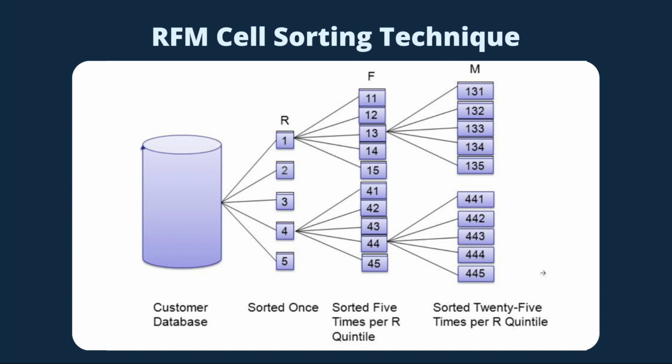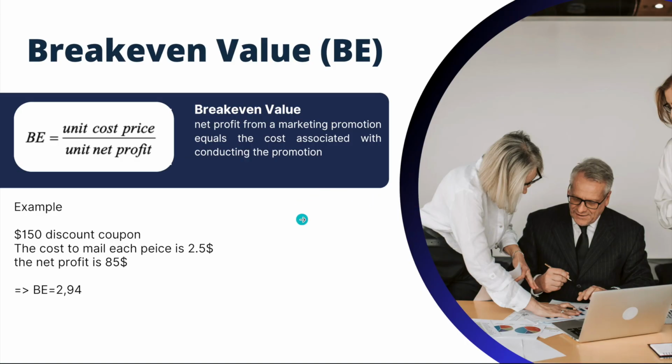Next comes the B index, the break-even value, which is understood as the net profit from a marketing promotion equaling the cost associated with conducting the promotion. For example, the cost to send one email is $2.50 and we earn $85 in profit, how much is B? We divide 2.5 by 85 and multiply by 100 to get a B index of 2.94.